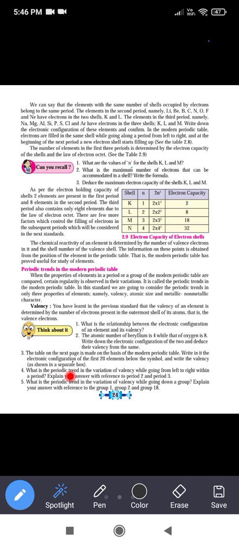The table on the next page is made on the basis of the modern periodic table. Write in it the electronic configuration of the first 20 elements below the symbol and write the valency as shown in a separate box. What is the periodic trend in the variation of valency while going from left to right within a period? Explain your answer with reference to the second and third periods. What is the periodic trend in the variation of valency while going down a group? Explain your answer with reference to groups 1 and 2 and group 18. So here you have to write down the electronic configuration of the first 20 elements.